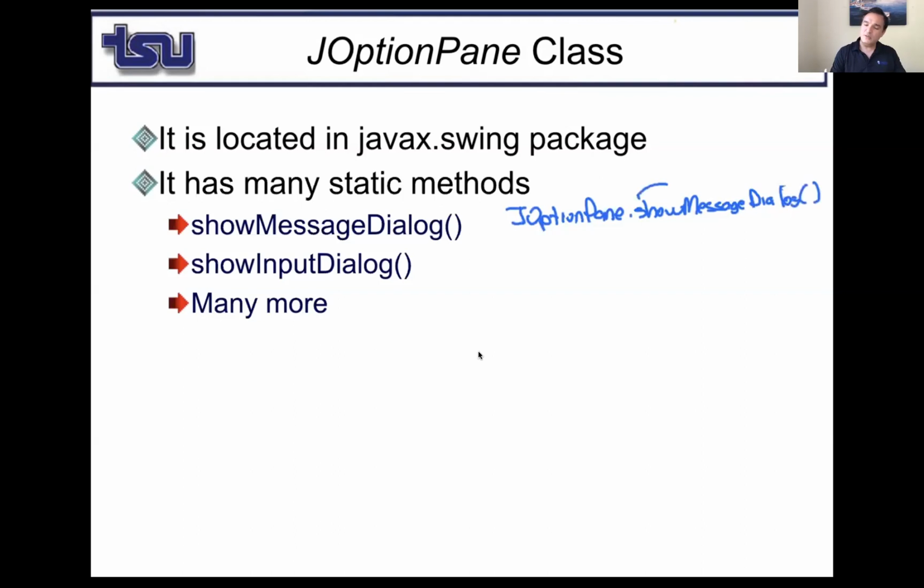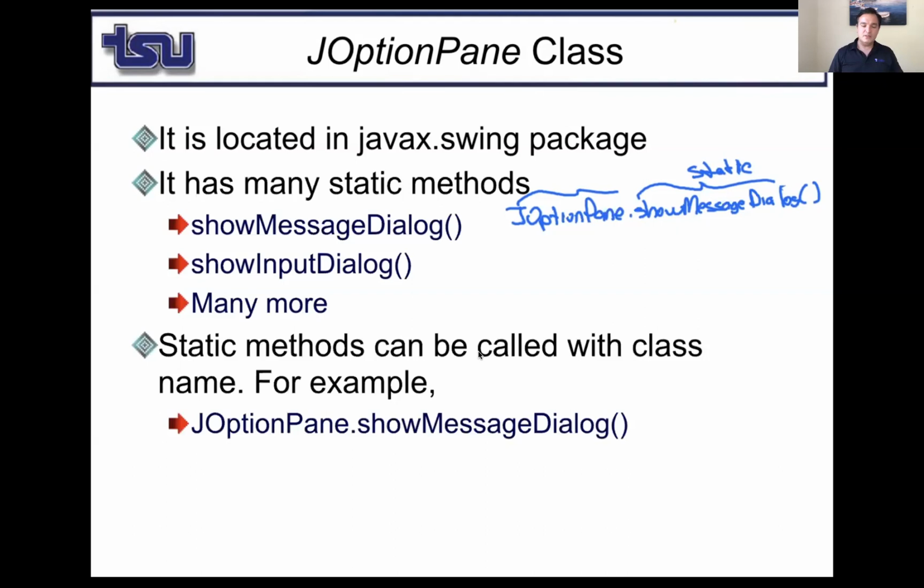Why? Because I know that this is a static method, and static methods can be called with class names. So we are going to see some important methods like show message dialog, show input dialog, and some others in this class. I already did it here. I can call show message dialog right here, just like this.